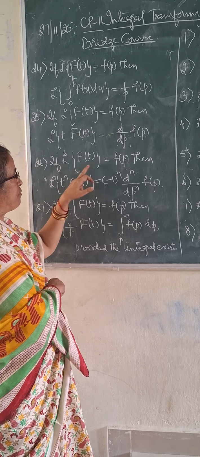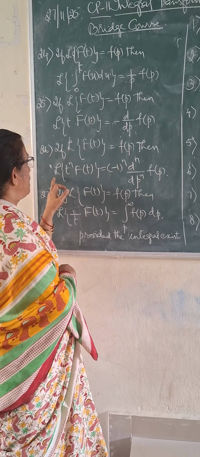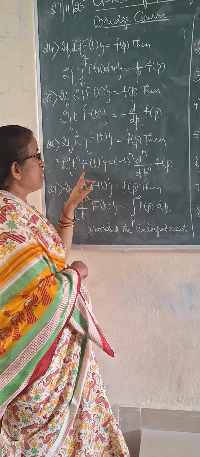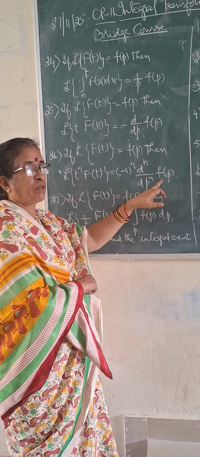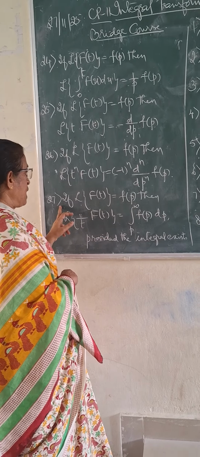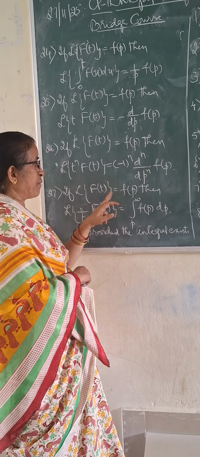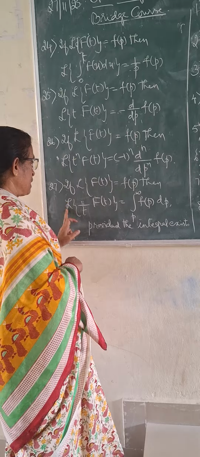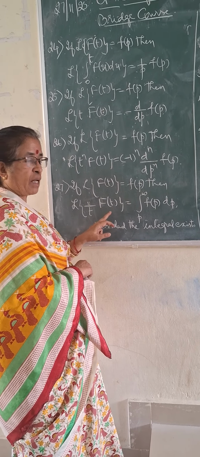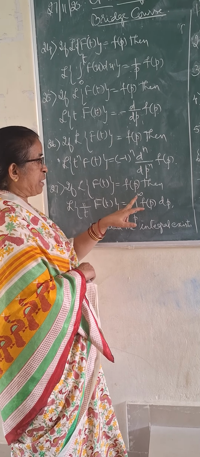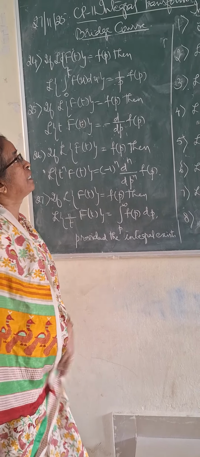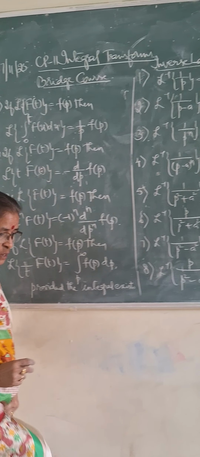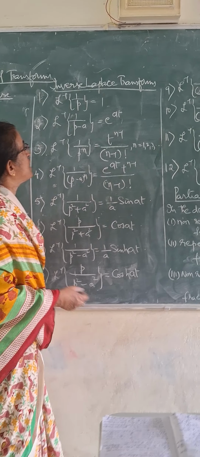If L of F of t equals f of p, then the Laplace transformation of t power n into F of t is nothing but minus 1 whole power n into the nth derivative of the function f of p. And if the Laplace transformation of F of t equals f of p, then the Laplace transformation of 1 by t F of t equals the integral p to infinity of f of p dp, provided the integral exists. And then we have also learned about the inverse Laplace transformation.